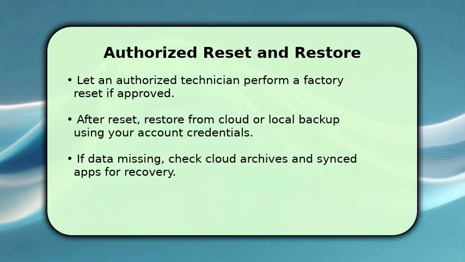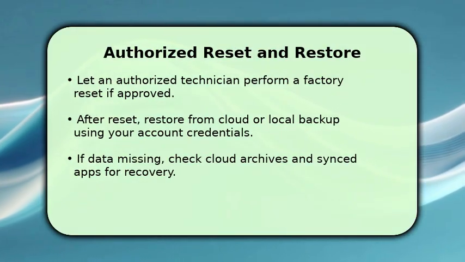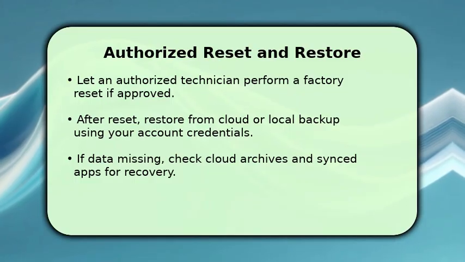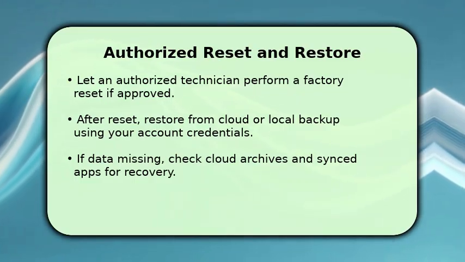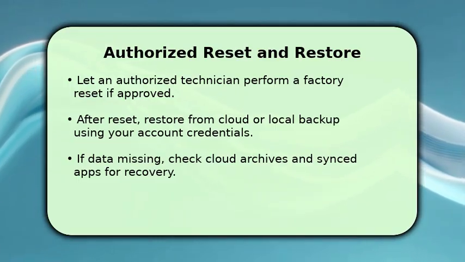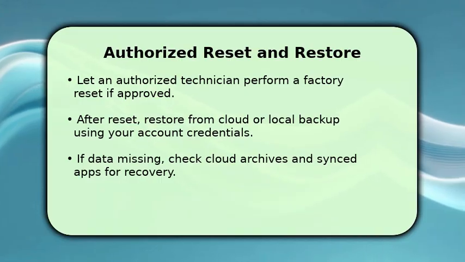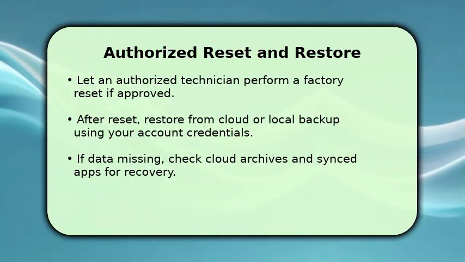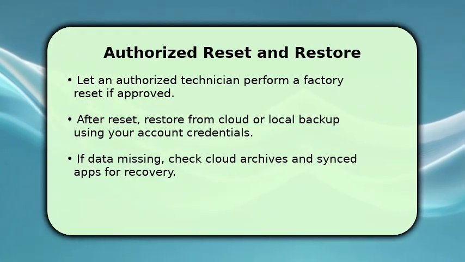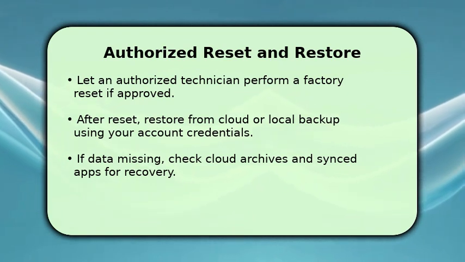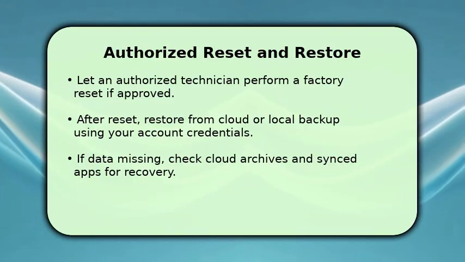Finally, follow the authorized path to restore access. If support approves, a technician can perform an official factory reset or guide you through verified account recovery so the device is usable again. Once the device is unlocked by legitimate means, sign back into your primary account and restore data from cloud or local backups. Make sure to verify contacts, photos, and app data. If something goes wrong, one key troubleshooting tip is to double-check all linked cloud accounts and archives before concluding data is permanently lost.